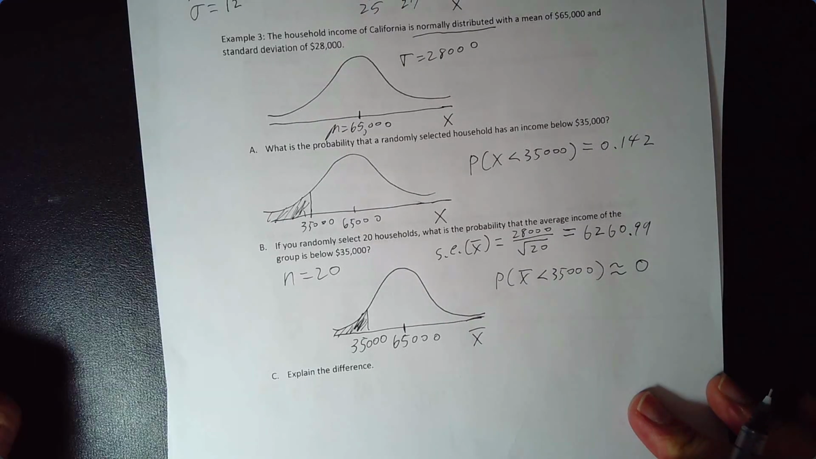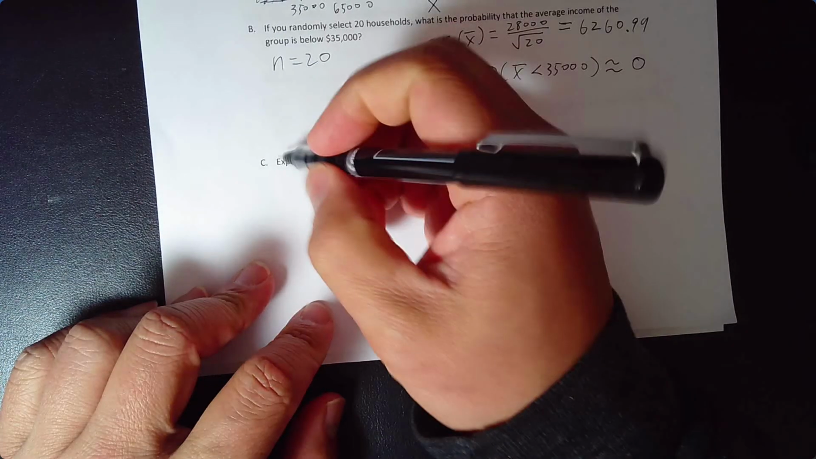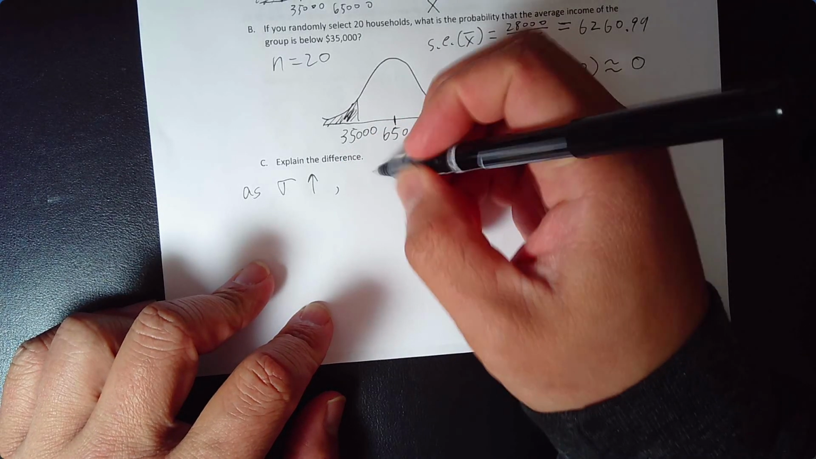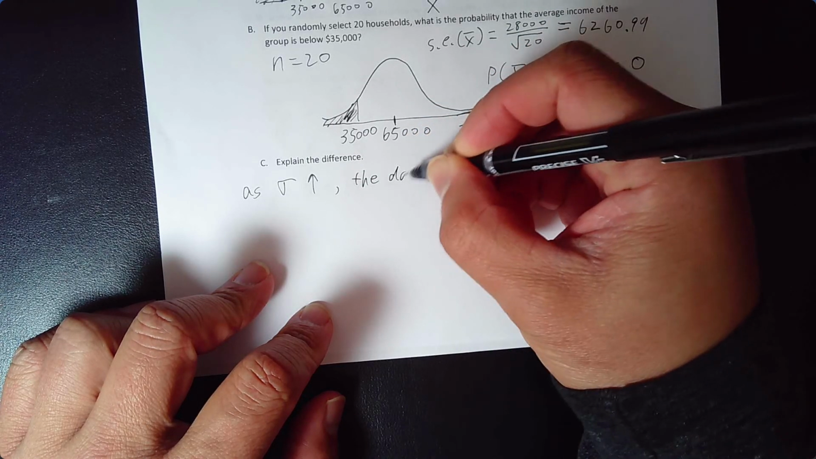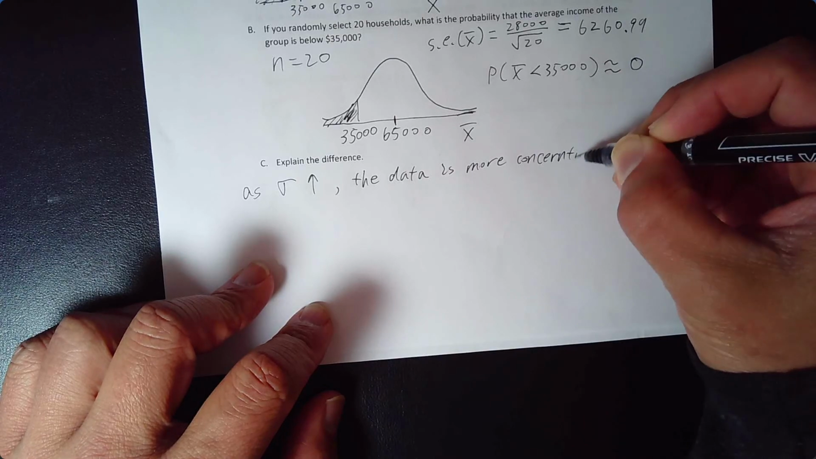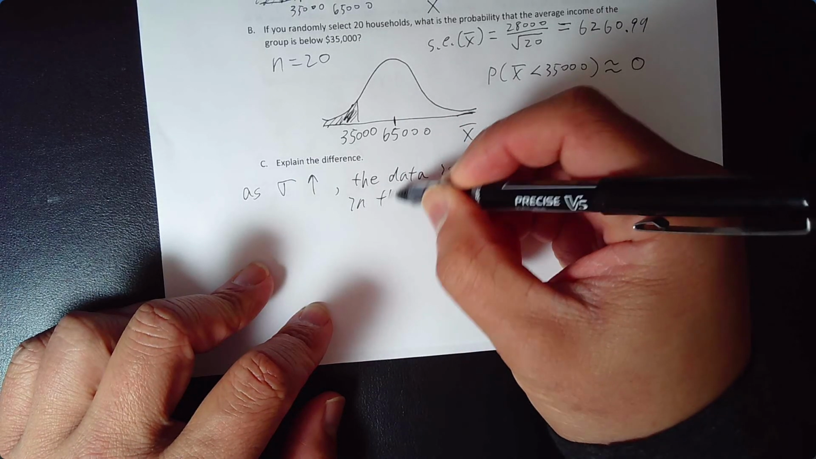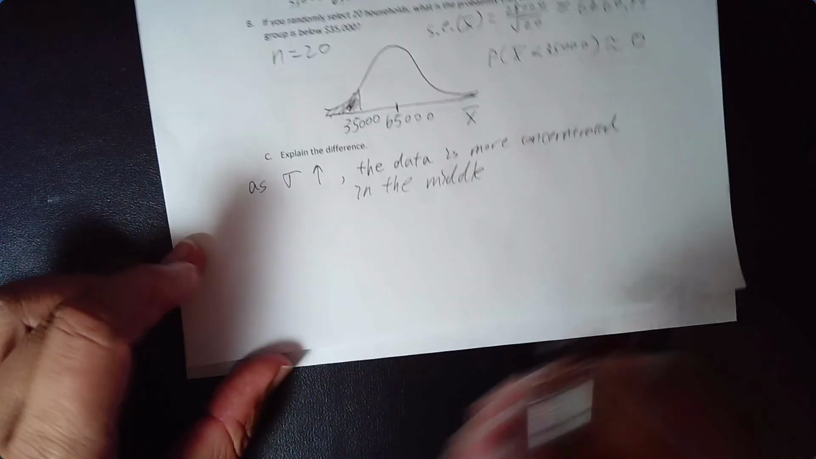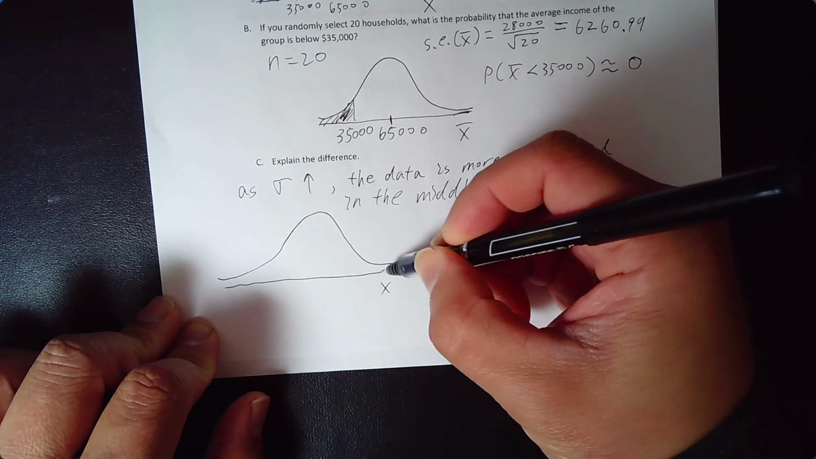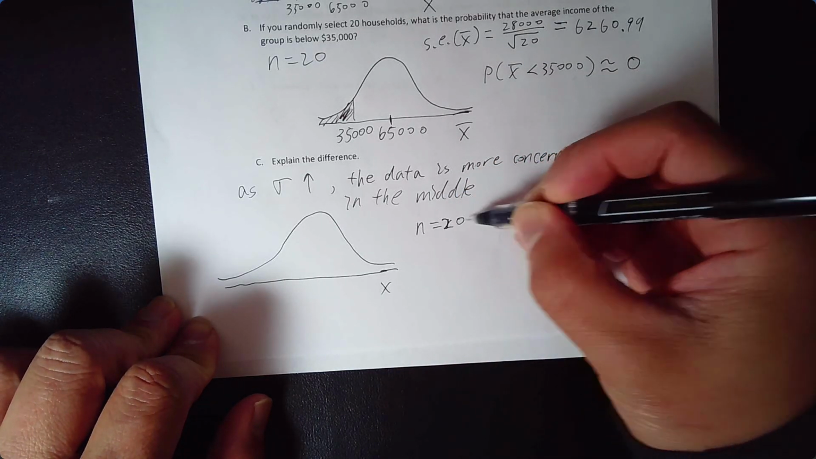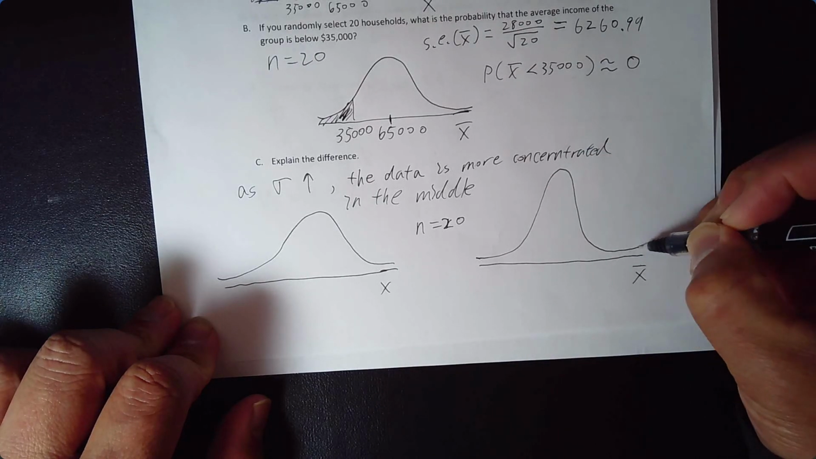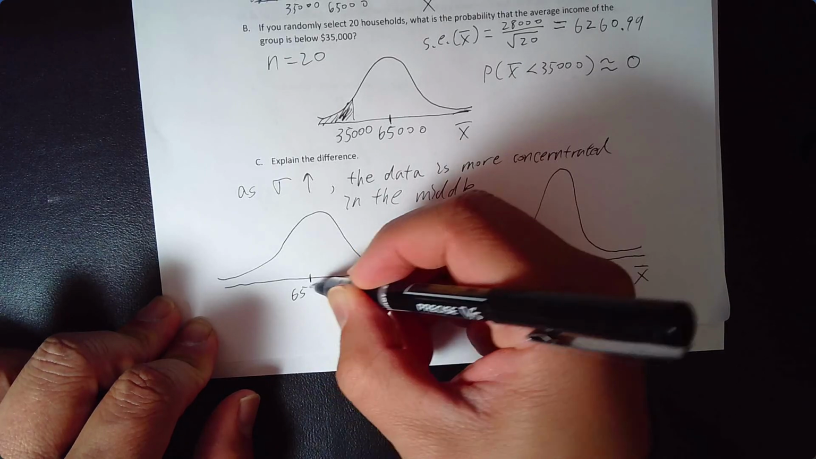Okay, all right. So what's the difference here? Well, remember, as the standard deviation of a normal distribution decreases, the data is more concentrated in the middle. What that means is the original population might have a shape like this, but when we collect an n equals 20, x bar, most of the data is much more peaked in the middle, even though the middle is the same. The middle is in both cases 65,000.